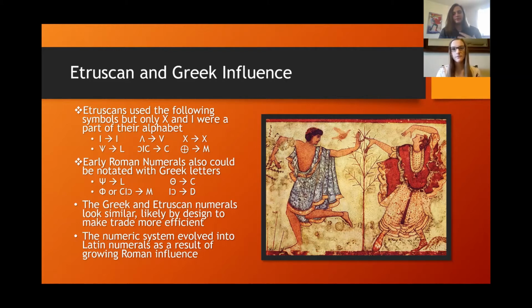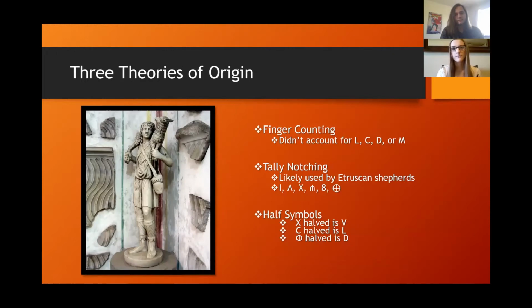Now, these numeral systems faded and led to the rise of Roman numerals as the Roman Empire grew, because as the Roman Empire grew, the influence of the Roman language, Latin, grew as well. And so numbers changed from Greek and Etruscan values into Latin letters that notated specific values. So it's very clear that Etruscan and Greek civilizations had a great impact on the Roman numeral system.